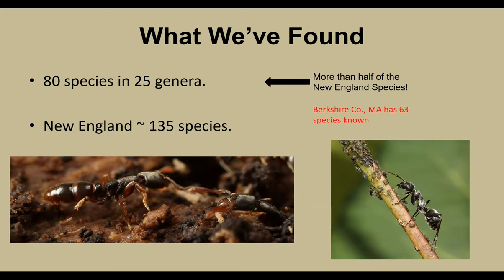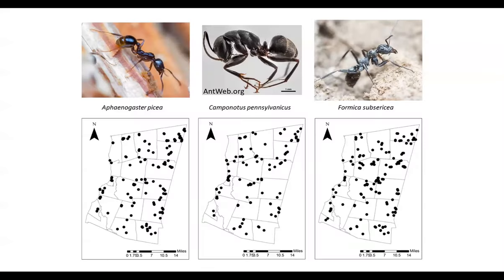Comparing that to Berkshire County, Massachusetts at 63, that's likely to go up with more sampling. Columbia County has way more sampling than Berkshire County. So I wouldn't be surprised if that went much higher. And we found a few geographical patterns.